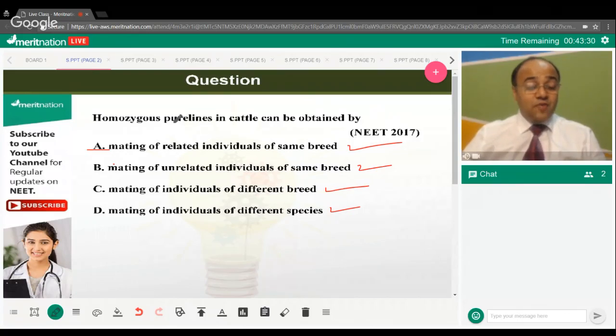Right, we know if we want to produce pure lines, and the word pure lines over here means homozygous, right? Whether it is homozygous dominant or homozygous recessive. Irrespective of that, if it is a homozygous strain or a homozygous individual for a particular trait, it is a pure line for the same. That is the same definition which Mendel has used and we will go by the same. Accordingly, mating of related individuals of the same breed will lead to accumulation of the same kind of alleles in the forthcoming generation, and thus formation of pure lines, right? So that is the answer over here. I hope it is pretty simple, very easy for all of us to understand. And let us see the next question of the day, right?